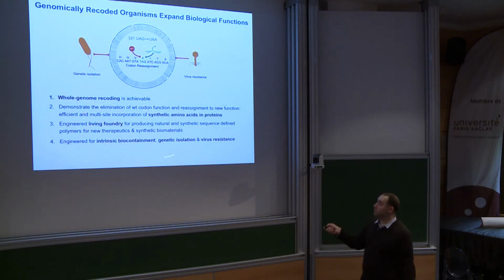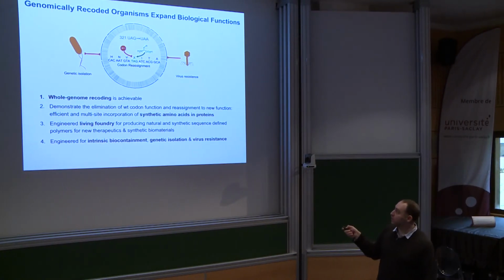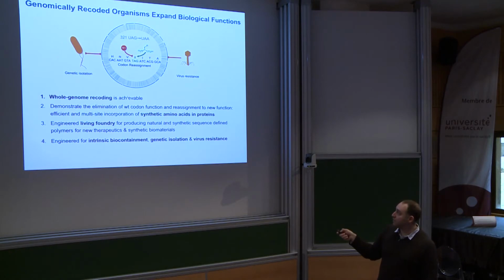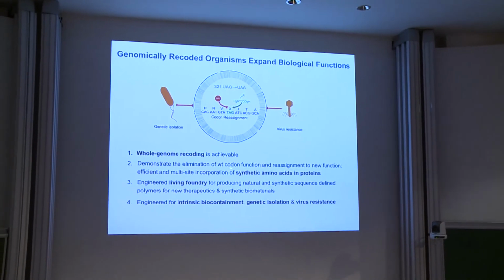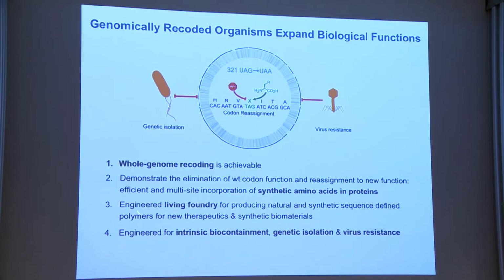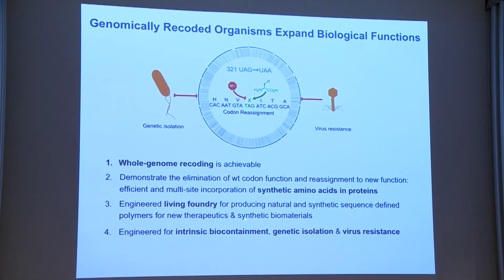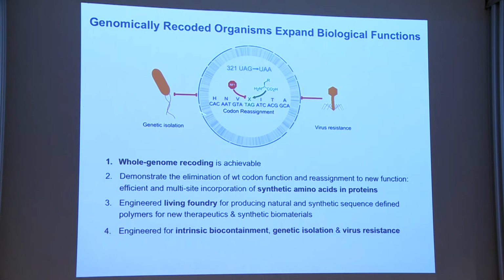So with that, I'll just close by summarizing some of the take-home messages from our recoding efforts. One is that recoding is achievable. We were able to demonstrate the elimination of wild-type codon function and reassignment to new function. Moreover, we're now using these recoded organisms as little factories or living foundries for producing natural and synthetic sequence-defined polymers for an array of new types of applications that we're really excited about. And we also showed how we could use these recoded organisms to address problems in biocontainment, genetic isolation, and virus resistance.